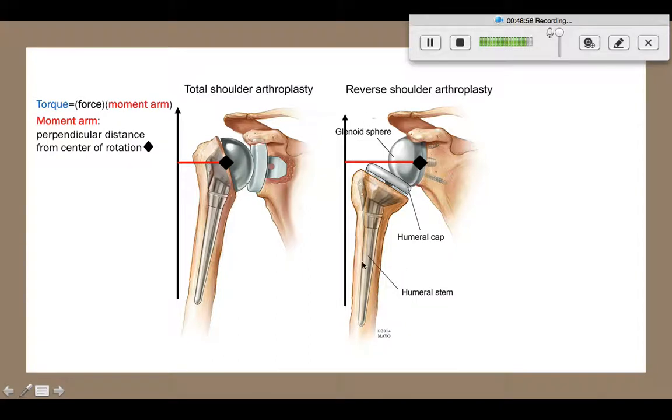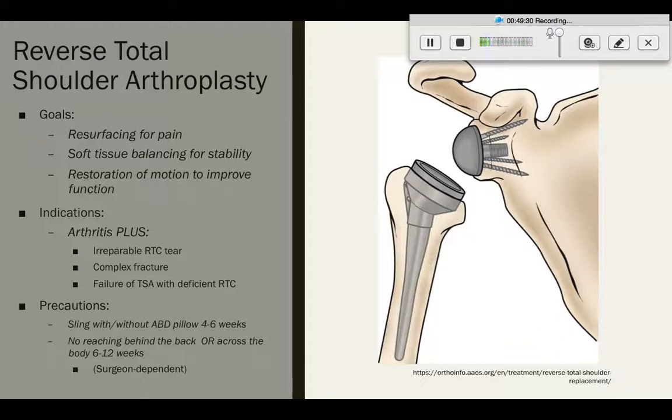So the anterior deltoid can produce more torque because its moment arm is much larger in the reverse. If the rotator cuff is no longer intact in this patient population, then the change in the mechanical advantage for the deltoid becomes essential with postoperative rehabilitation. Your deltoid is going to become the primary elevator of the shoulder. So our job becomes optimizing function of the deltoid to compensate for a deficient rotator cuff. All right, back one more time.